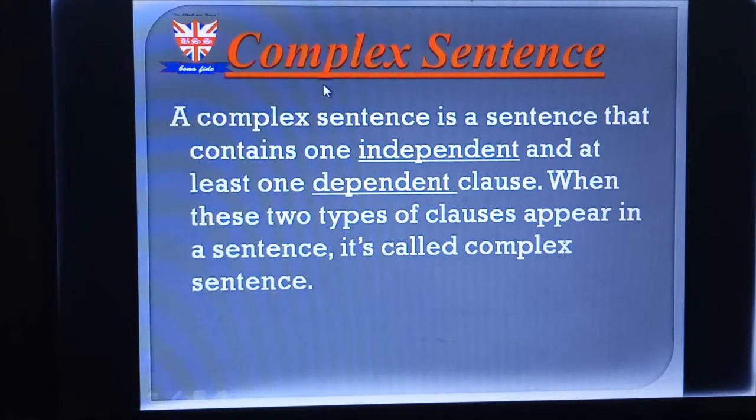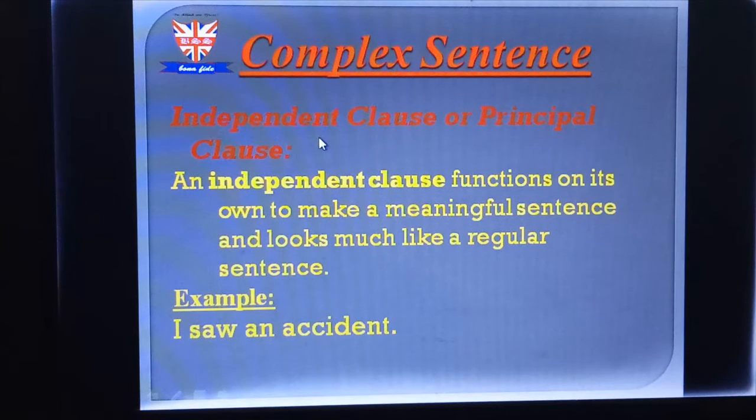Let me remind you of something we have done in the previous video: what is an independent clause. An independent clause functions on its own to make a meaningful sentence and looks much like a regular sentence. In another way, we can say that an independent clause is a meaningful, complete sentence. You can see the example: I saw an accident. It's a complete sentence.